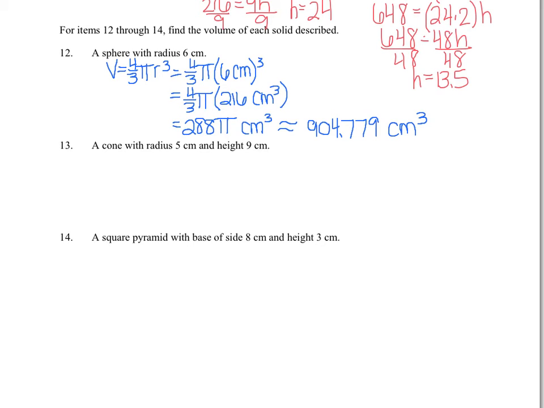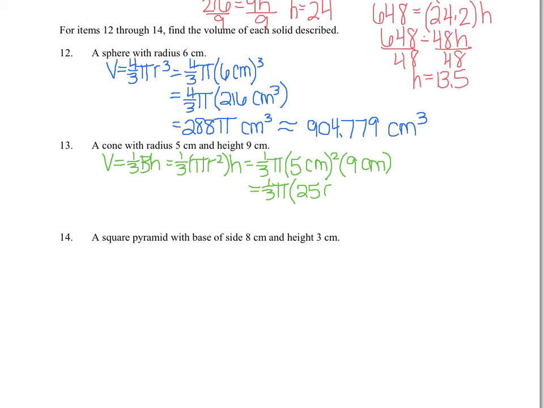Question 13 says a cone with radius 5 centimeters and a height of 9 centimeters. Well, the volume of a cone is 1/3 the area of the base times the height. My area of my base, it's a circle, so I'm going to have 1/3 pi r squared times the height, which equals 1/3 pi times the radius, which is 5 centimeters, squared, times the height of 9 centimeters. So this is going to give us 1/3 pi times 25 centimeters squared times 9 centimeters.